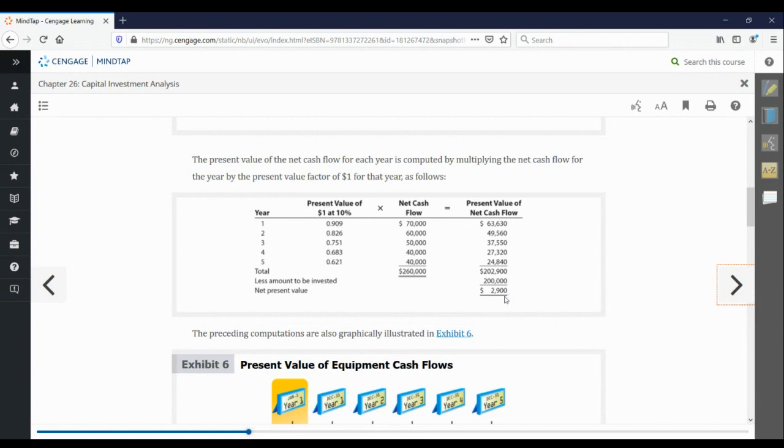So in this case, if we're just looking at this one investment, it would be a pretty good investment because the net present value is more than what you would have had to invest. In other words, your present value amount is more than what you would have invested. So you're to the good at $2,900 if you could in reality get each one of these cash flows, and if in reality you could invest at 10% interest, that would tell you that this would probably be an okay investment.